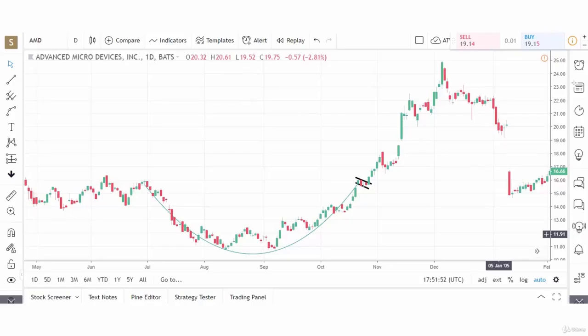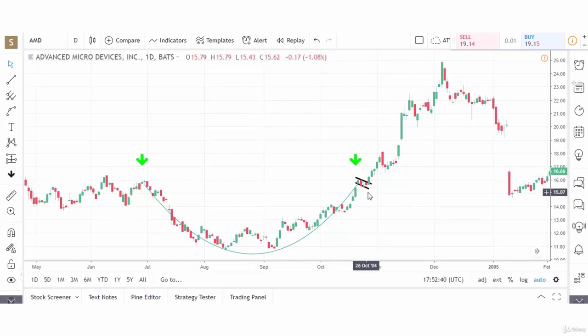We're going to use the chart of AMD, Advanced Micro Devices, to look at a cup and handle pattern. The beginning of our cup is here. We have a pullback, and I've drawn a curve so we can see what the cup pattern looks like. The second lip of our cup is here. And then we have a slight pullback in a flag pattern.